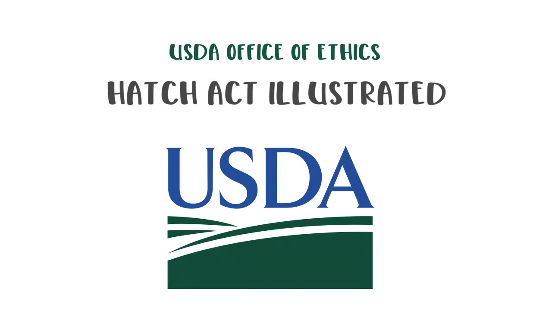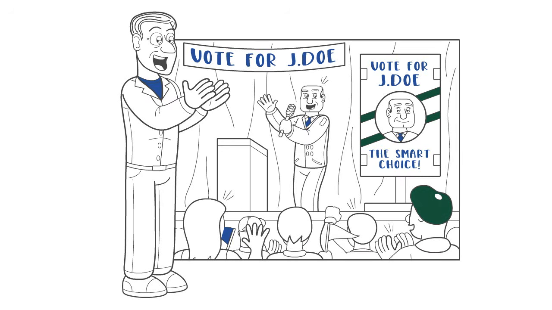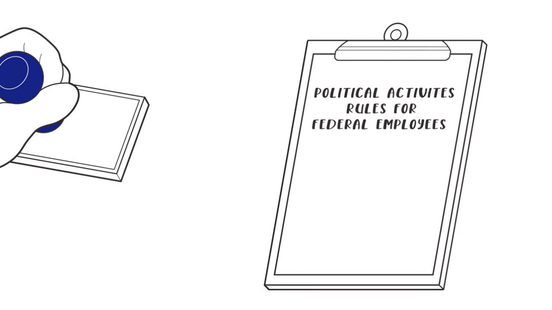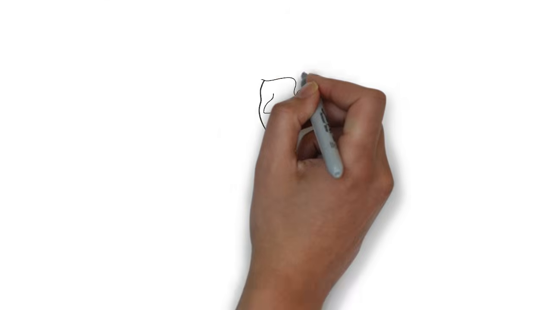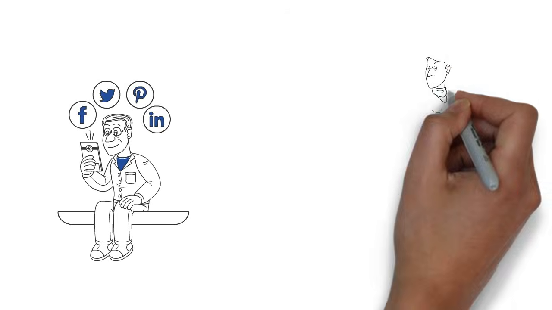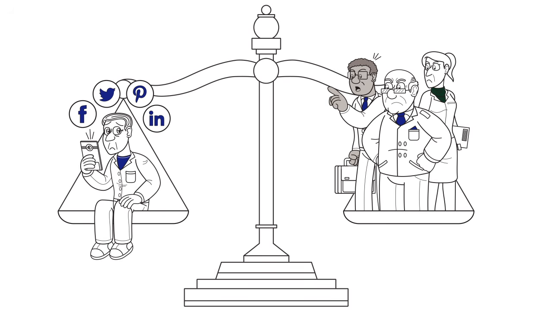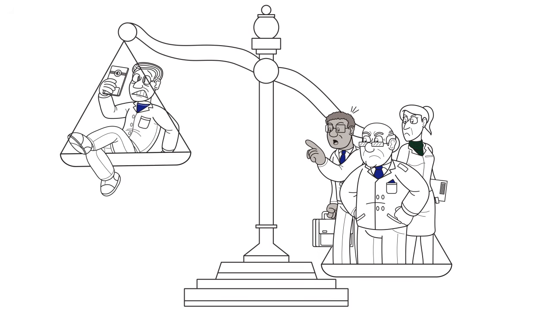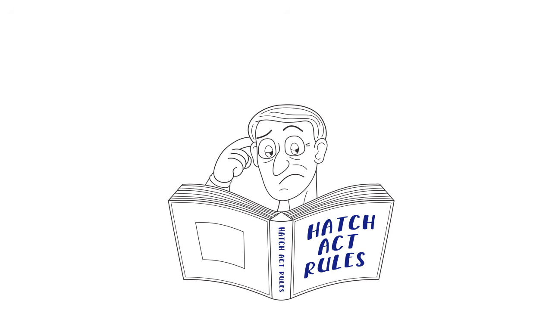Have you ever wanted to show your support for a political candidate who's running for elected office, but wondered whether that would violate political activities rules for federal employees? Have you worried that supporting a campaign by sharing a social media post might get you into trouble? It can be a tough balancing act. And the Hatch Act rules that govern these questions can be confusing if you're not familiar with them.